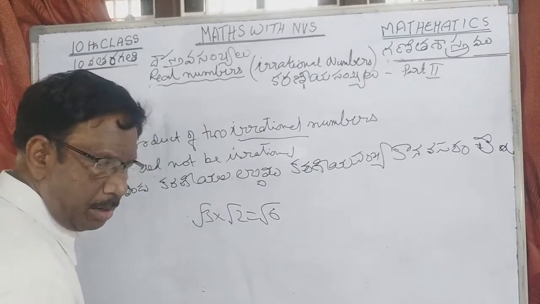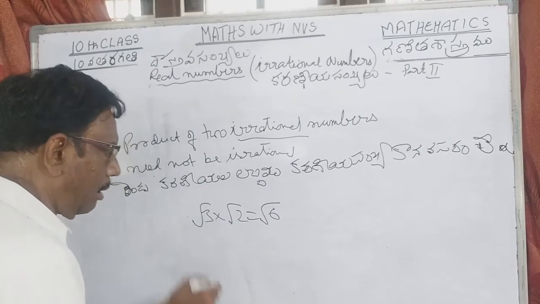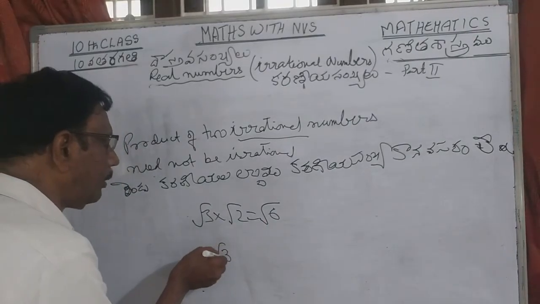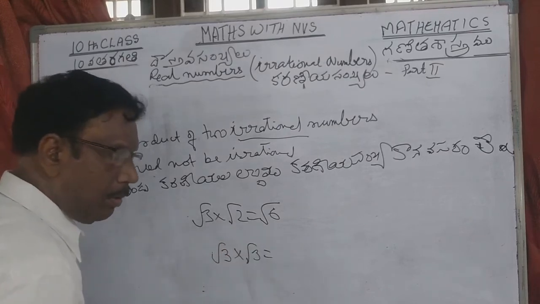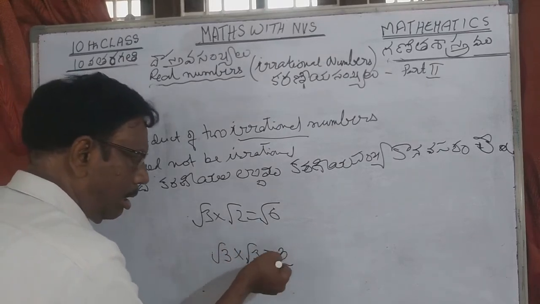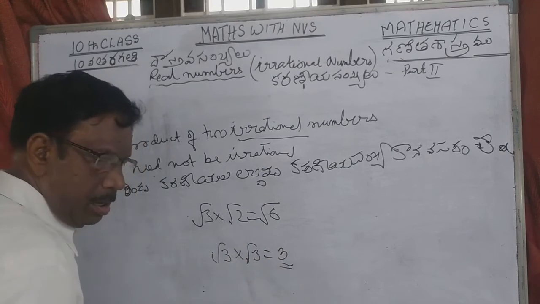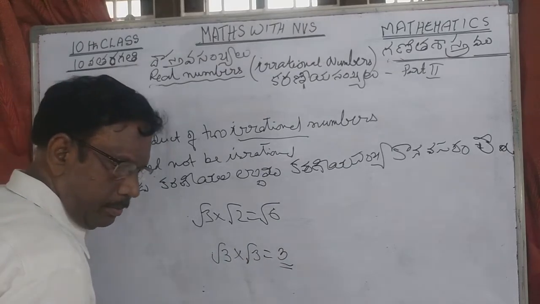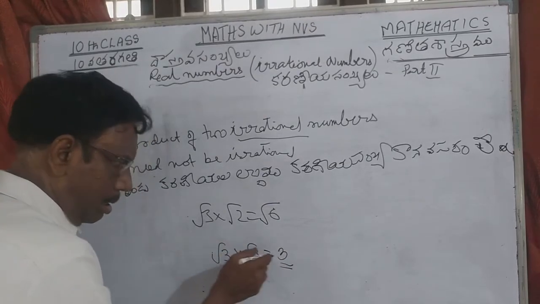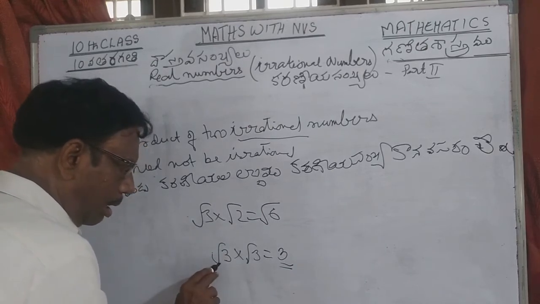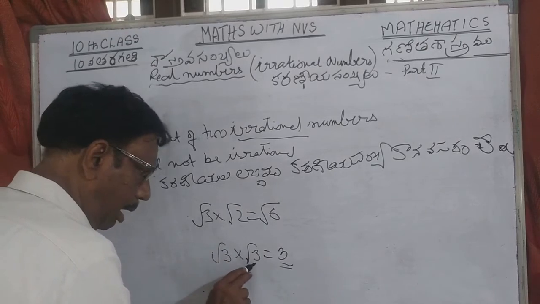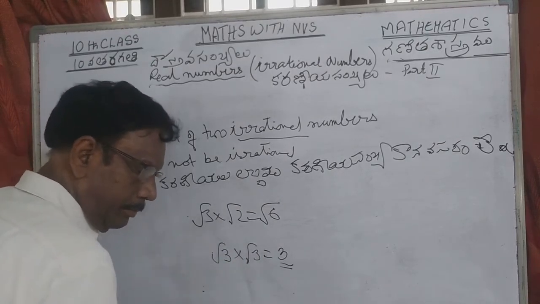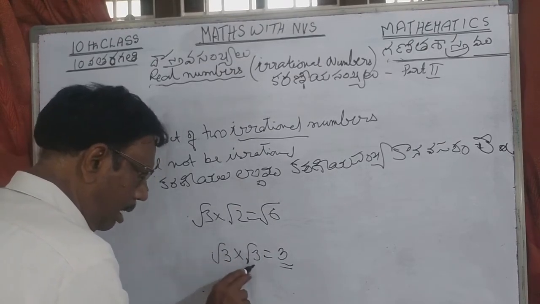It is an irrational number. But root 3 into root 3, what is root 3 into root 3? It is 3. It is nothing but 3. It is rational. ఇది కరణీయము, ఇది కరణీయము, లబ్ధము అకరణీయం. This is irrational, this is irrational, but the product is rational.